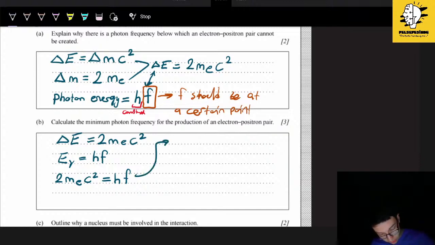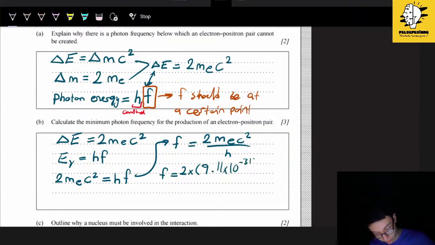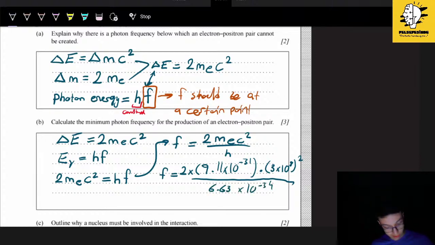Therefore f will be equal to 2me c squared over h. F will be equal to 2 times, by using the data booklet you can find that the mass of an electron is 9.11 times 10 to minus 31 kilogram, times c squared, meaning 3 times 10 to 8 meters per second squared, over Planck constant. Planck constant is 6.63 times 10 to minus 34 joule seconds.